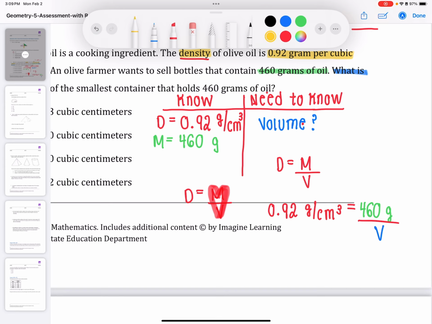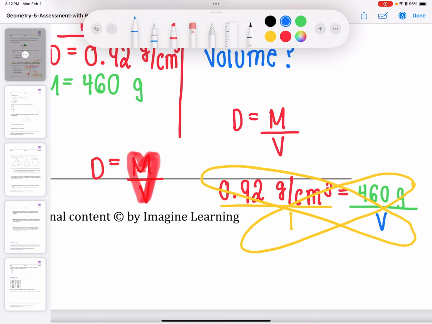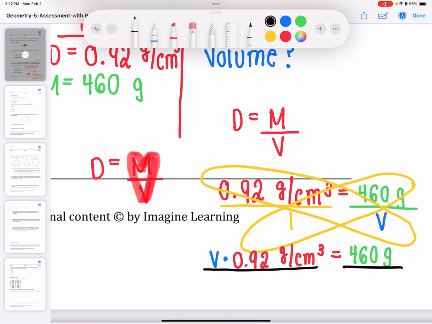So if you remember, I can put an invisible 1 underneath the density, and then I can cross multiply. So let's go ahead and do that. So we're going to cross multiply, and V times 0.92 grams per cubic centimeter is going to be on one side, and on the other side we're going to get 460 grams. To solve for V, we simply need to divide both sides by 0.92 grams per cubic centimeters.